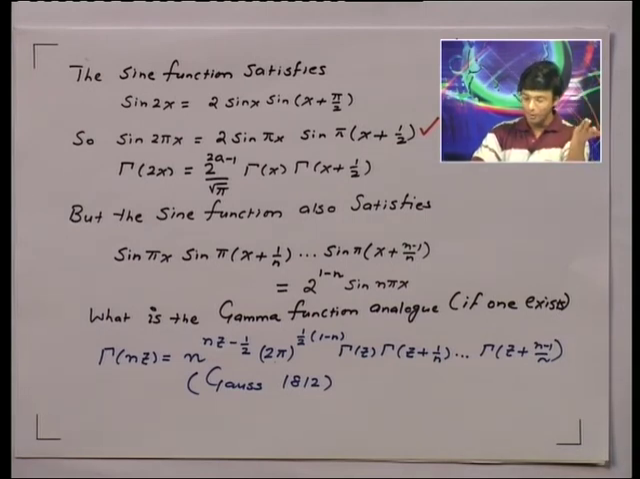What is the corresponding gamma analog, if one exists? Lo and behold, an analog exists. It is remarkable, and it is a formula given by Gauss in 1812 in his great memoir on the hypergeometric series. In that same memoir, you will see this appearing for the first time.